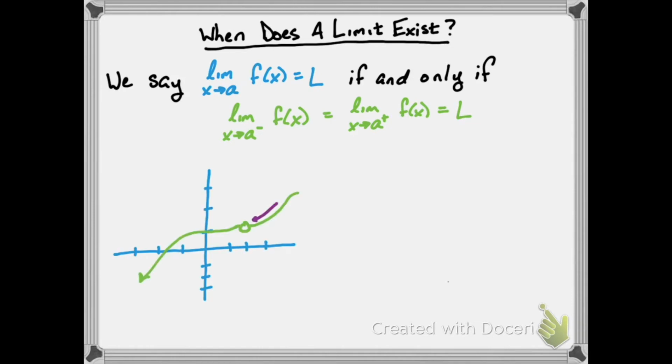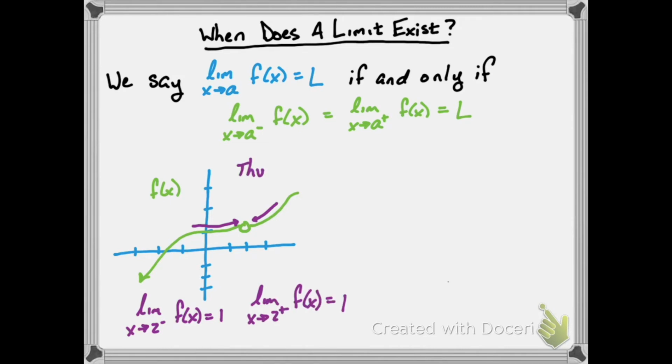On this function, as x approaches 2 from the right and as x approaches 2 from the left, we see they both approach the same y value of 1. So we can say the limit as x approaches 2 from the left of f of x is equal to 1, and the limit as x approaches 2 from the right-hand side of f of x is equal to 1. Since both of those limits are equal to each other, we can say the overall limit as x approaches 2 of f of x is equal to 1.